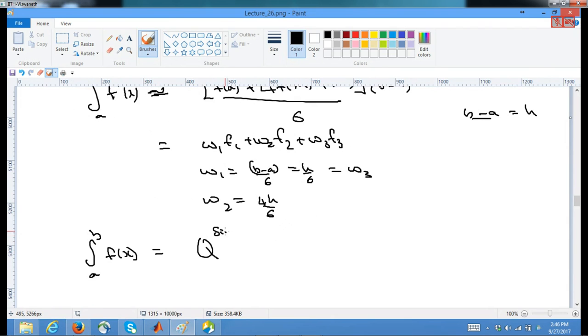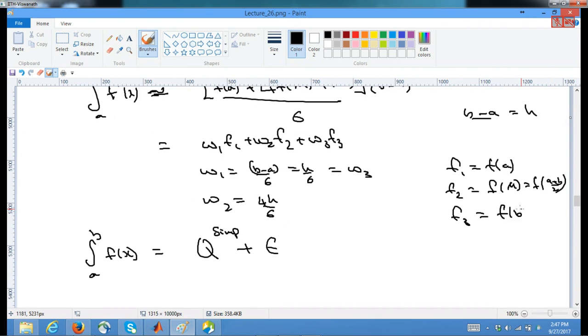So the integral from a to b of f of x is equal to the quadrature by Simpson plus an error. The quadrature by Simpson has these terms with weights equal to this, where f1 is f evaluated at a, f2 is f evaluated at m, and m is nothing but a plus b by 2, and f3 is equal to f of b. The error in this case is h to the power of 5. So the Simpson rule is a little bit different.